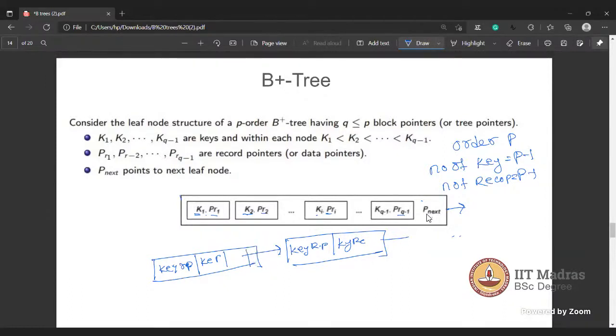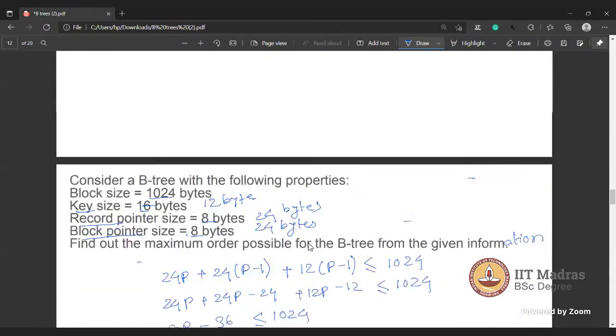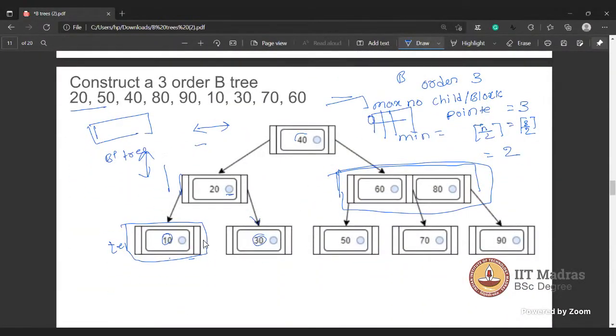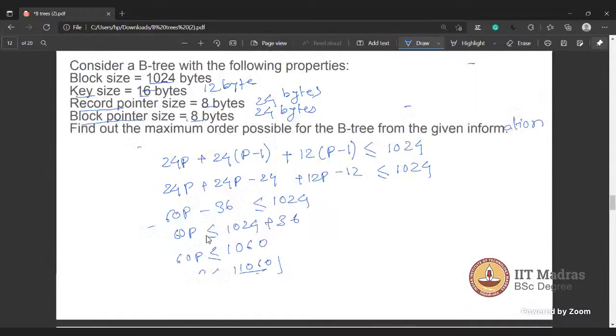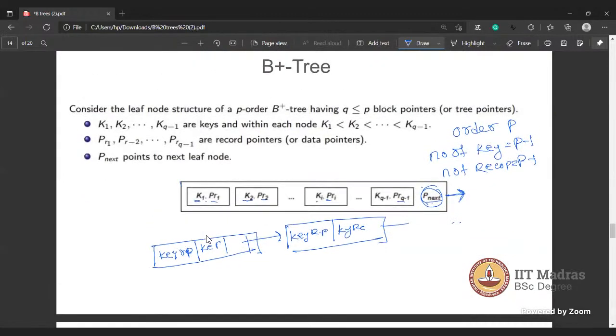In B tree, there is no block pointer pointing to the next node. But in B plus tree, at the end there is one block pointer that points to the next leaf node. Okay, you got it? This structure. Okay.